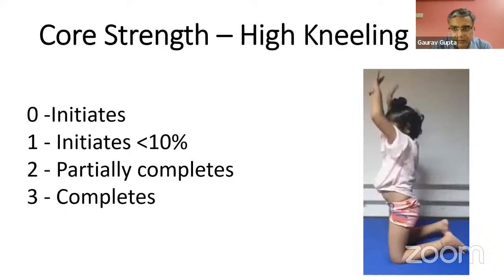Apart from that, we check the core strength, checking high kneeling, and we grade it also. If the child is not able to initiate high kneeling, we grade it 0. If the child is able to initiate but is not able to do even 10%, we grade it 1. If he is able to do partially, grade 2. And if he is able to show us complete high kneeling for 30 seconds, we grade it 3. And that tells us that the child has good strength.